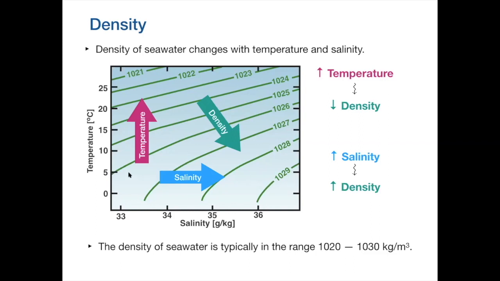You can see from this plot what we just talked about: as temperature increases, the density decreases. This line is around 1,026 kilograms per cubic meter. As temperature increases, we go up towards 1,021. As salinity increases, the density increases. So here we're at around 1,026 again, and then we increase salinity and head up towards 1,029. Typically seawater is in the range of 1,020 to 1,030 kilograms per cubic meter.